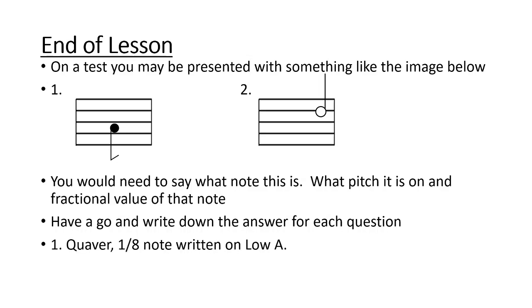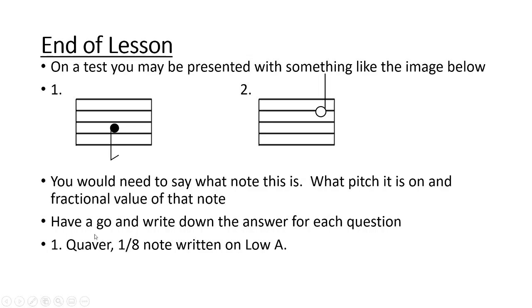So question 1. The note was a quaver, and it's an 8th note, and it's written on low A. So that would be your answer. And it's extremely likely, if you get asked that in a test, if there's 3 answers, you're going to get 3 points. So it's not a 1-point answer. You're going to get a lot of points for questions like this. So we need to make sure we understand this really well.